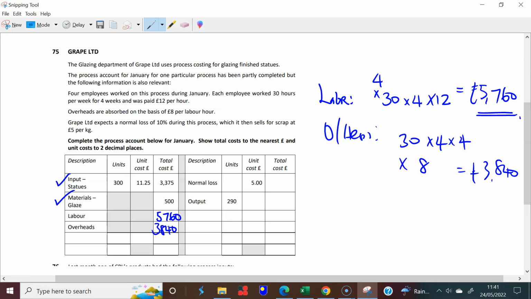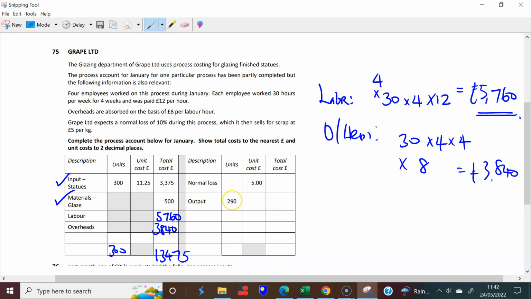So we throw everything in, 3375 plus 500 plus 5760 plus 3840, and you should come out with a total of 13475. And so you have 300 units. Yes, that's the case. You've produced 300 units for this process. I'm just trying to make sure I haven't forgotten or lost anything in arriving at our answer.